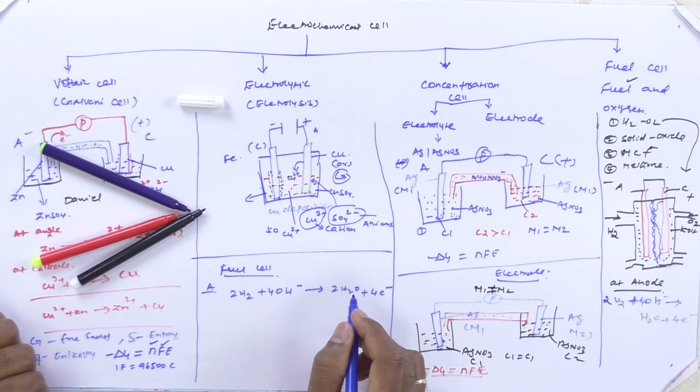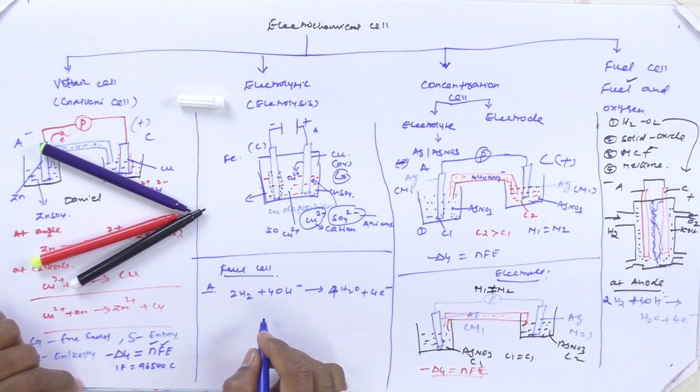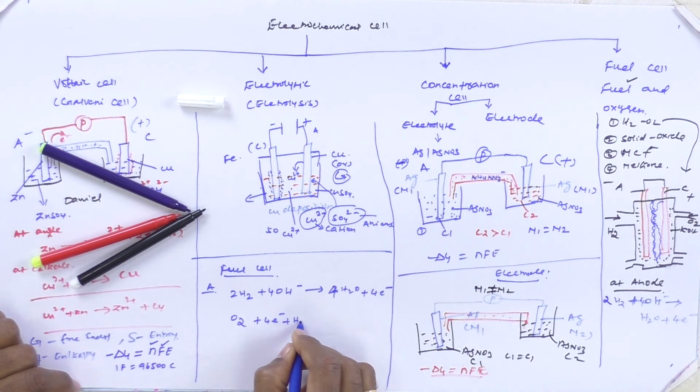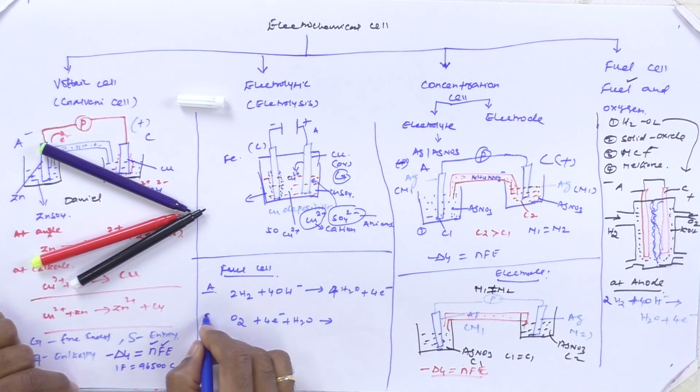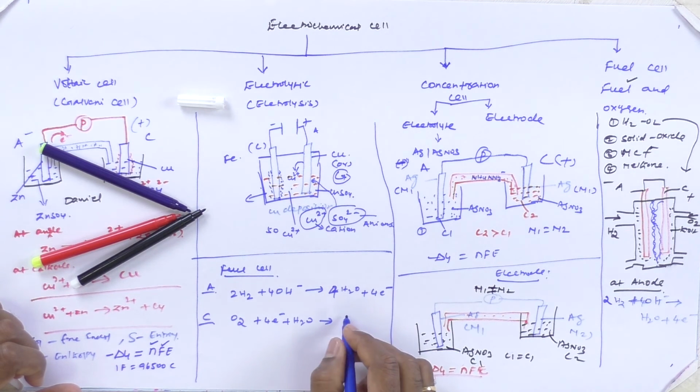So in fact, 4 water molecules will be produced along with 4 electrons. These 4 electrons will be consumed at the cathode compartment, so cathode reduction will take place. Here the electron will be consumed by the oxygen molecule. As a result, it will form 4 OH minus again. This produced OH minus will be utilized in the anode compartment.